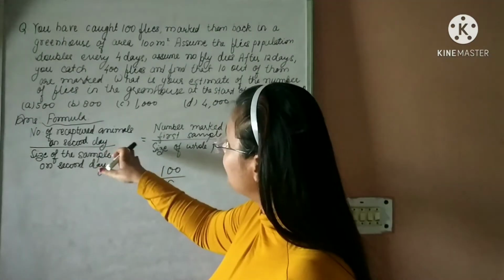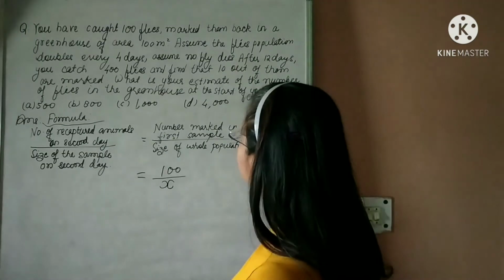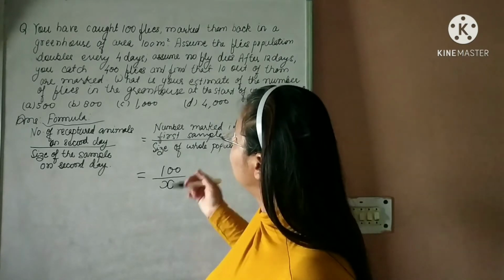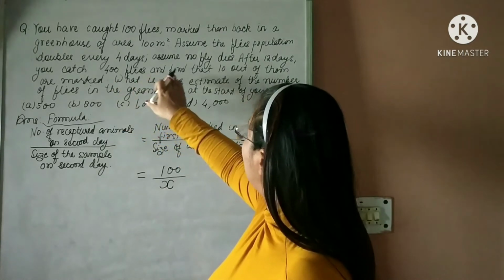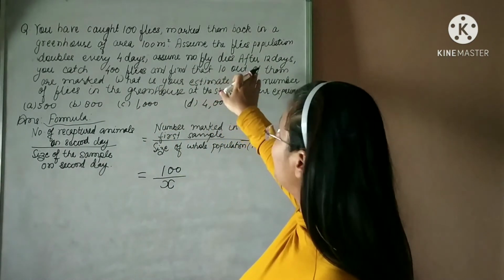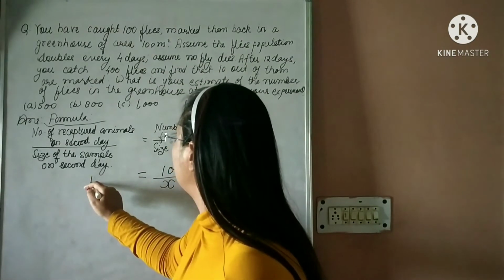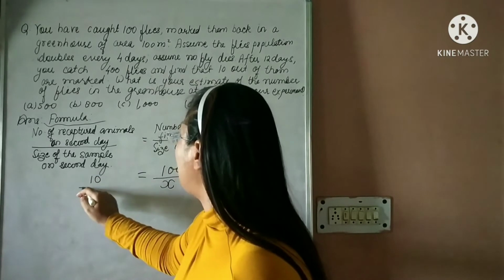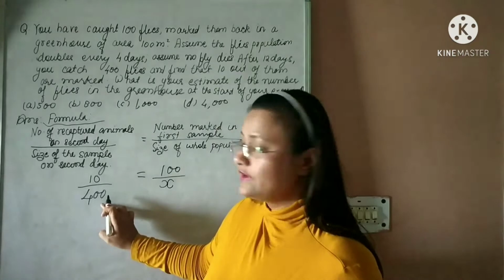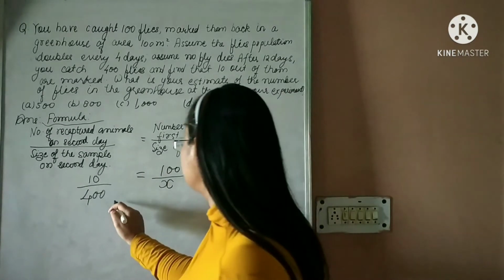Now the number of recaptured animals on the second day: how many were recaptured? 400. We caught 400 flies and 10 out of them were marked. So 10 were marked out of 400. This is the total of what we recaptured, and we found that 10 out of them were marked. So let us solve it for X.